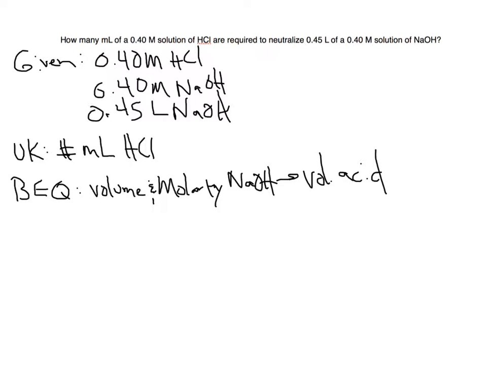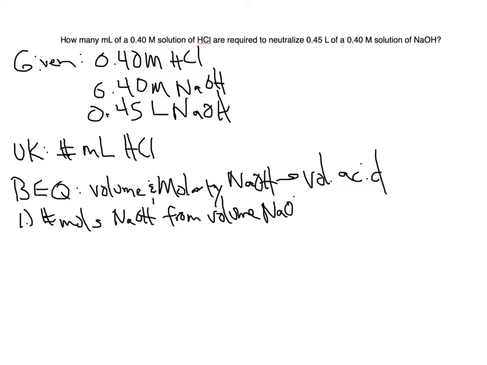Now, I can't just do that, okay? I can't just make a nice conversion type of problem to do that. So I've got several steps that I've got to do. When I evaluate this particular problem, here's what I know I'm going to have to do. The first thing I'm going to have to do is determine my number of moles of NaOH from that volume. Of NaOH, okay?